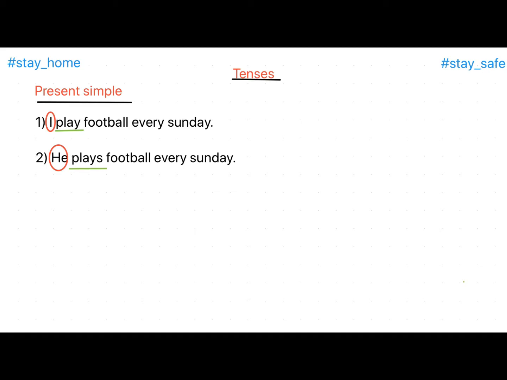So the form of the present simple is going to be in this way: I or you or we or they plus the verb as it is.